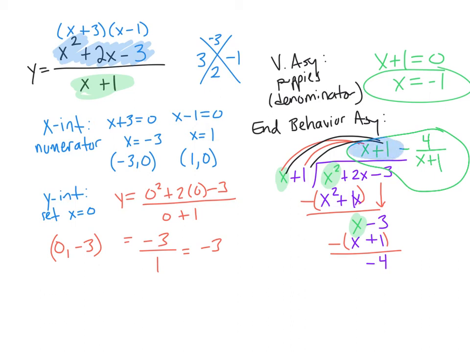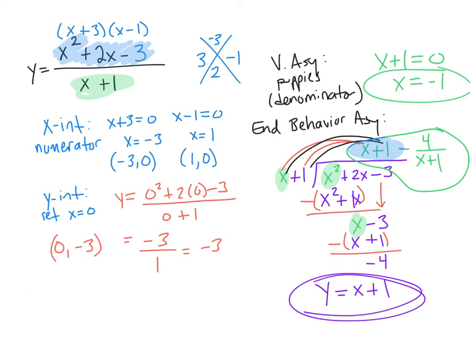That's it. So my end behavior asymptote, I can just say, let's use purple again. Not purple highlighter, guys. Y equals x plus 1. That's going to be my end behavior asymptote. Okay, let's graph this real quick.